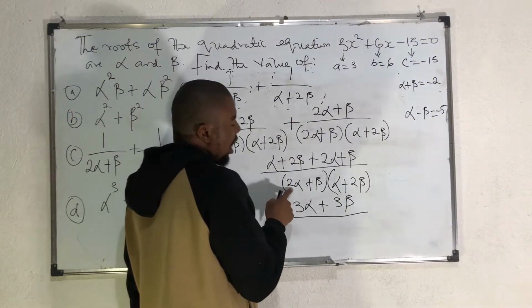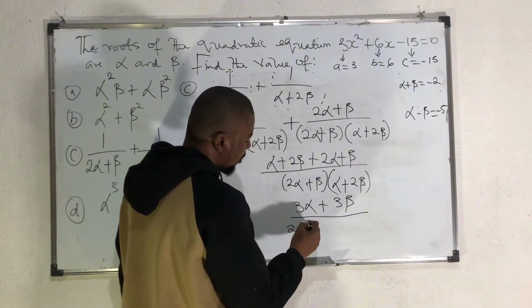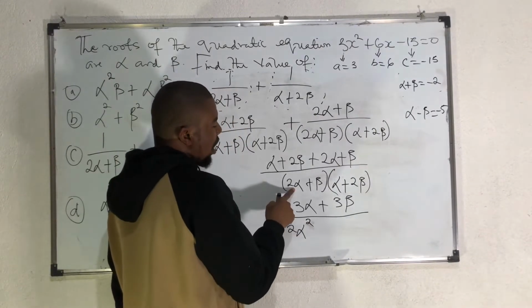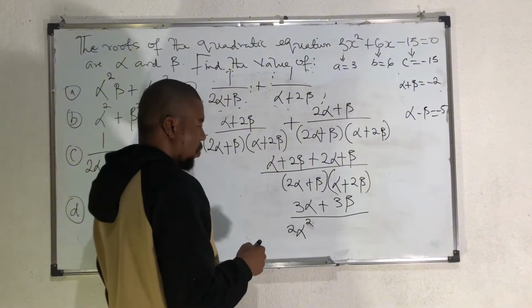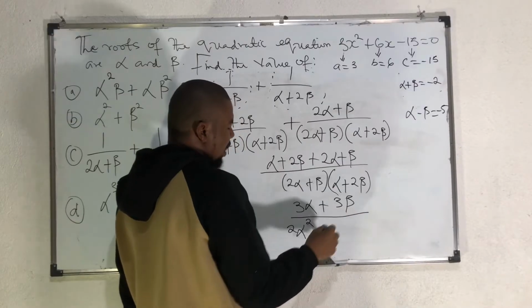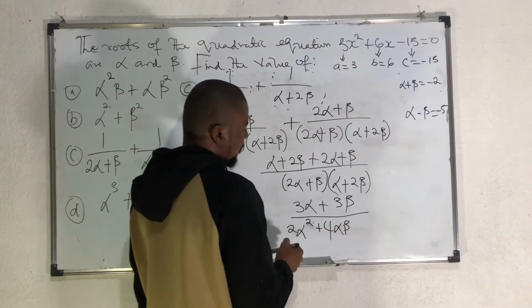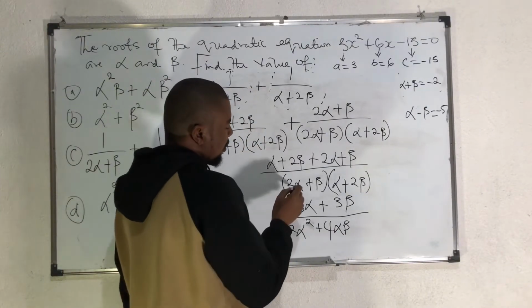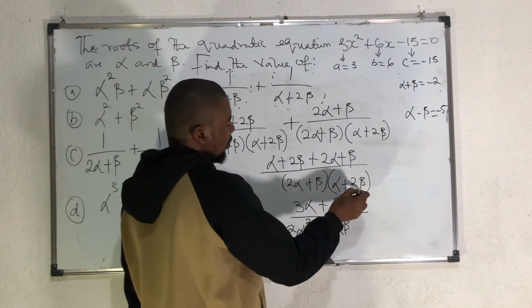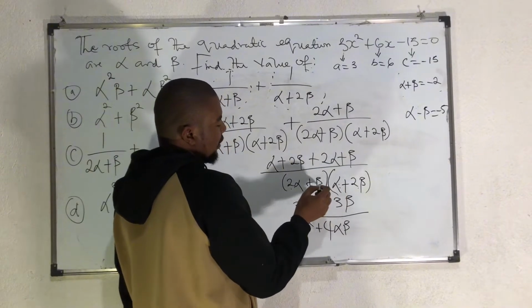Here we have 2 alpha times alpha will give you 2 alpha squared. 2 alpha times 2 beta will give you plus 4 alpha beta. Okay, remember how to multiply this. It's the first one against the first, then against the second, and you're done. Now you go again, the second against the first, then against the second.